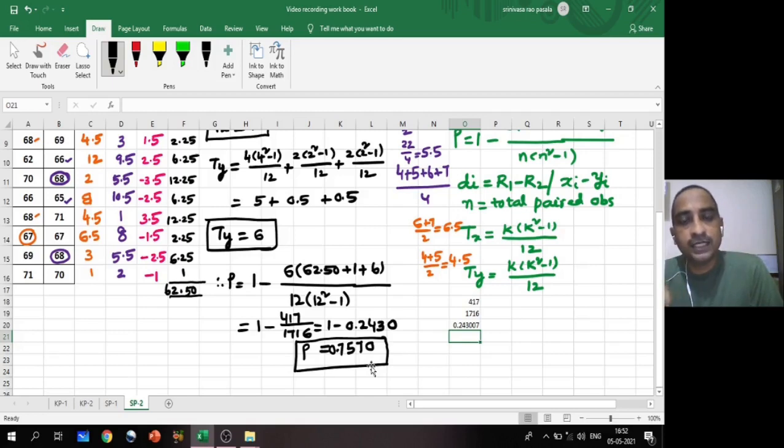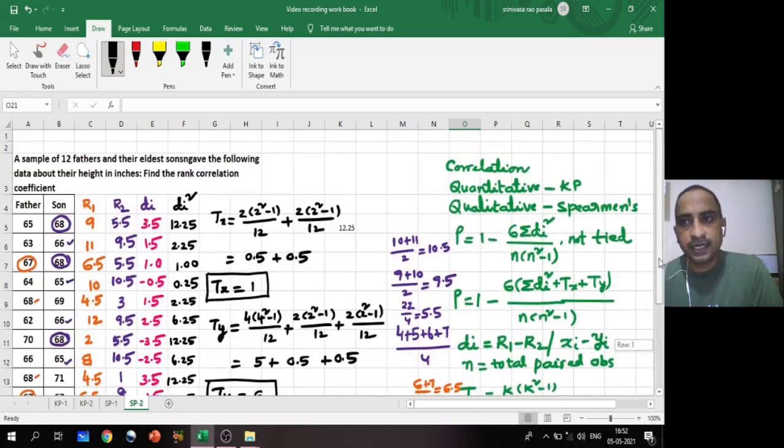So this is once again about the Spearman's rank correlation coefficient. I summarize this class. When the variables are not measurable, not quantifiable, which means they have qualitative characteristics, then Karl Pearson's correlation coefficient is not an appropriate method to know the degree of relationship between the two variables. In such cases we use Spearman's rank correlation coefficient method. This video is confined only to when the ranks are repeated.